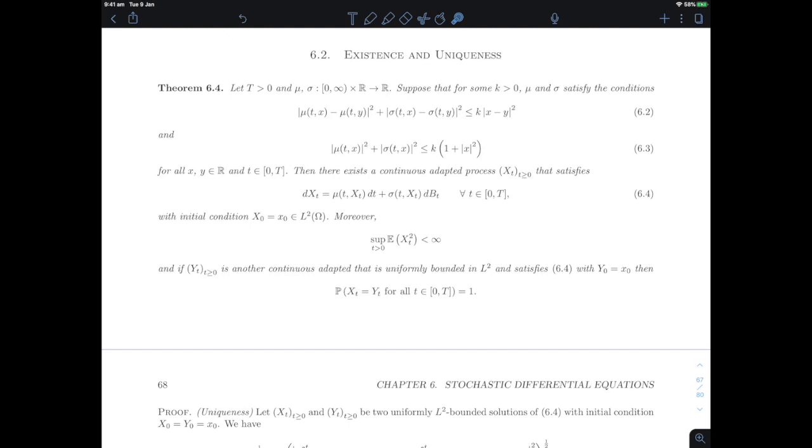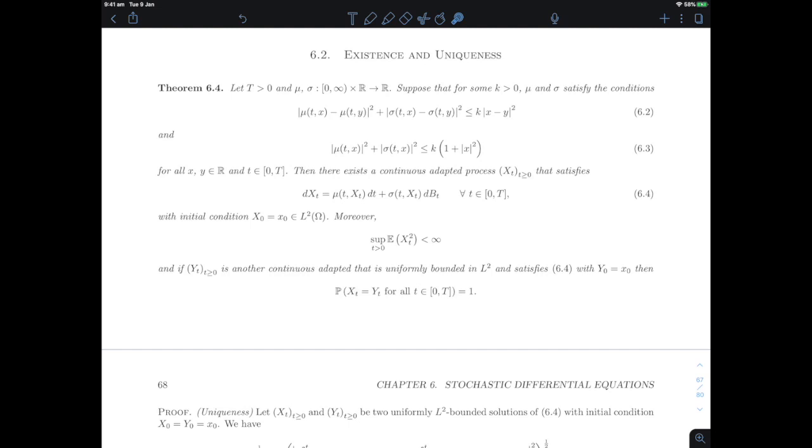Okay, if you assume these two properties of mu and sigma, 6.2 and 6.3, then there exists a solution. And by a solution, I just mean a continuous adapted process. There is a continuous adapted process that satisfies this stochastic differential equation, which again, you have to interpret in an integrated way. So this process is such that X(t) minus X(0) is equal to the integral of mu(s,X_s) ds plus the integral of sigma(s,X_s) dB_s. First integral in the Lebesgue sense, second integral in the Ito sense, right?